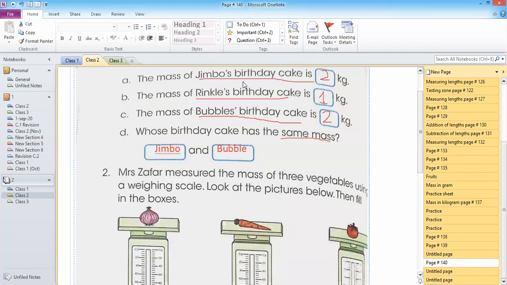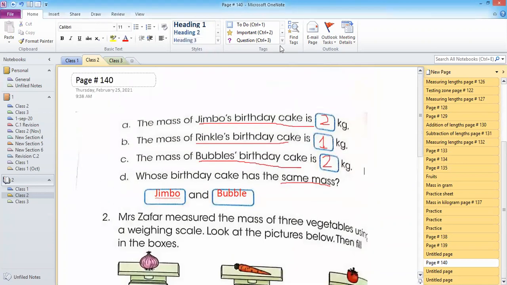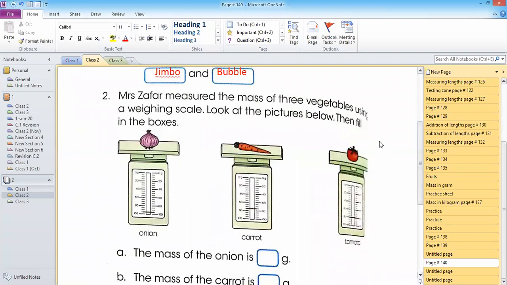So good answers from Saud, Sharif, Abdul Rahman, Rafiq, Muhammad Farooq, Abdul Rahim, Fadi, Ayan. Your answers are correct. So this is the answer, guys. Jimbo and Bubble. Is it clear, guys? Yes. That's very good. Come to here, guys.